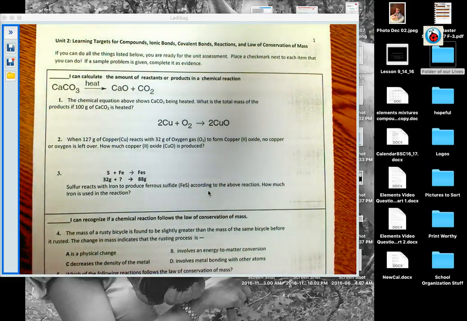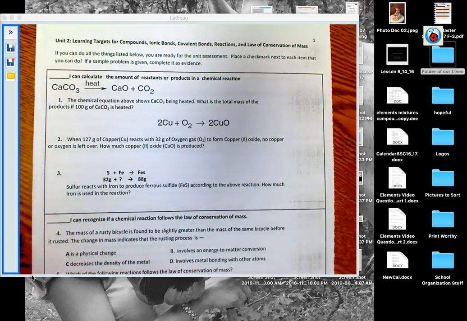Hey guys, we're going to go over the learning targets a little bit today. This is for Unit 5. I know it says Unit 2 at the top, but this is for compounds, ionic bonds, covalent bonds, reactions, and everything is based on the law of conservation of mass. So I'm going to do them one at a time and make quick little blurb videos, hopefully, that can help you guys. I'm going to start with number 1 and go from there.